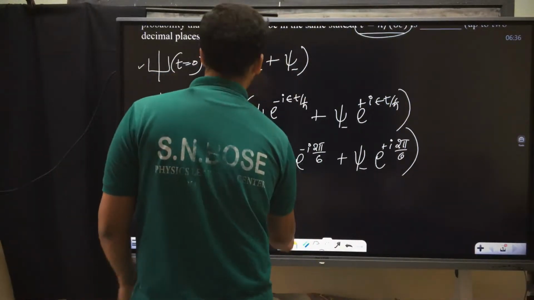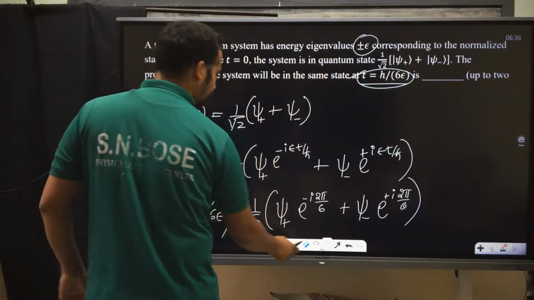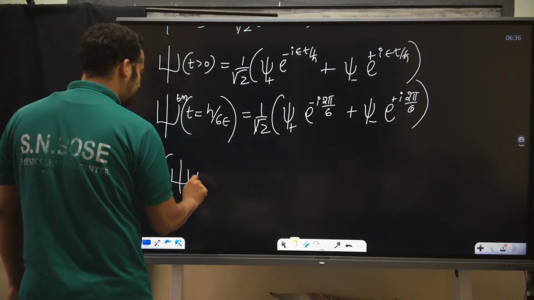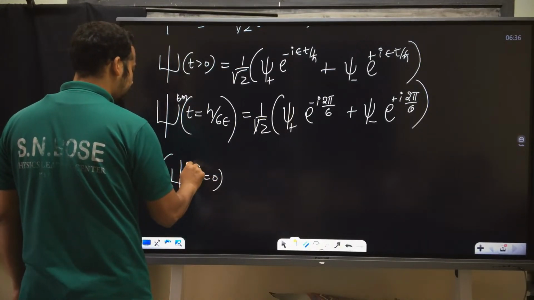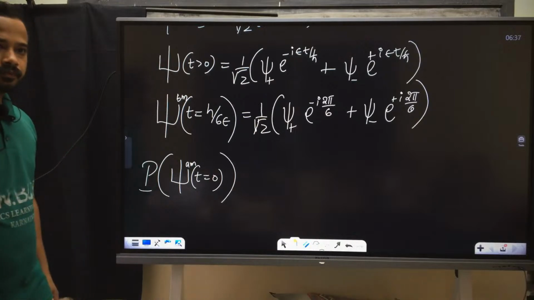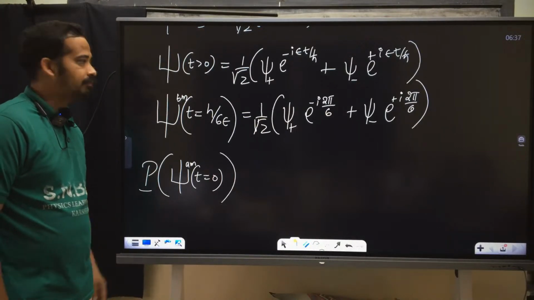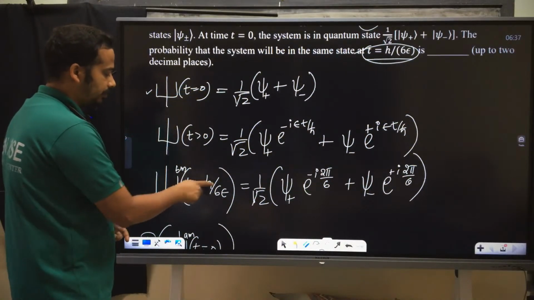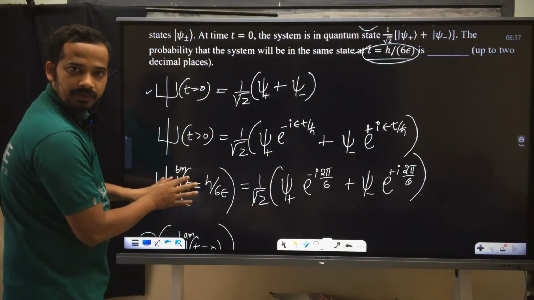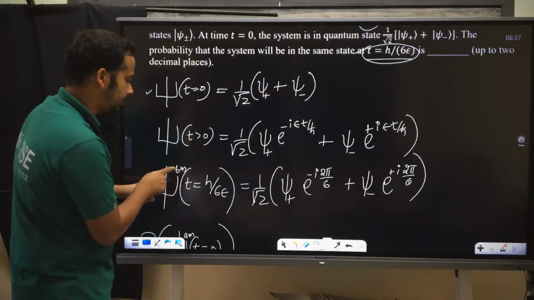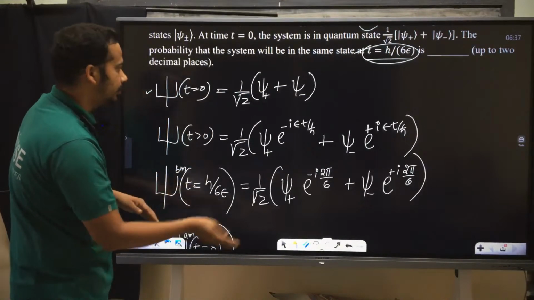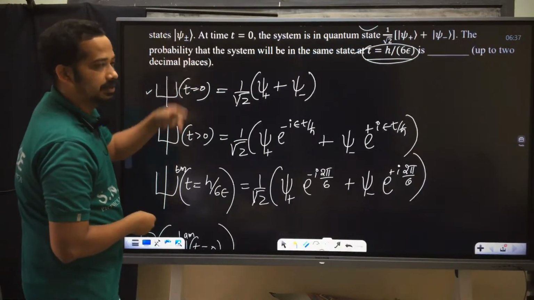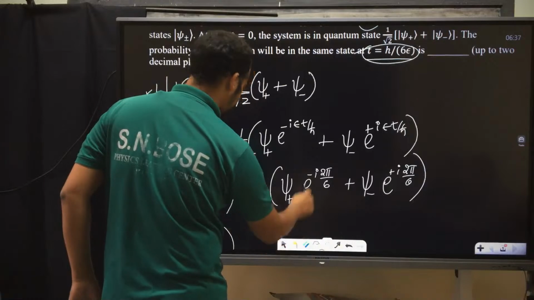He's asking, okay, probability of getting the initial state. So probability of getting psi at t equal to 0. Can I say this is the state after measurement? Probability of getting this state after time t equal to h by 6e. That means you have done the measurement on the system after time t equal to h by 6e. You're asking what is the probability of getting the initial state, that is this state, same state. Is that okay?